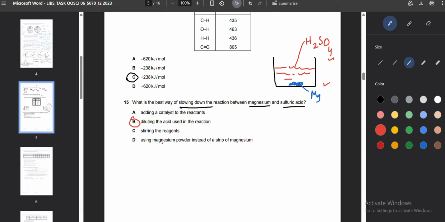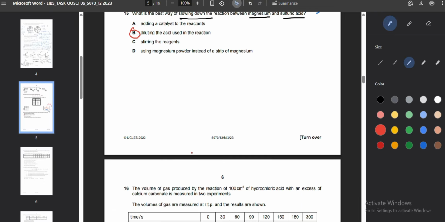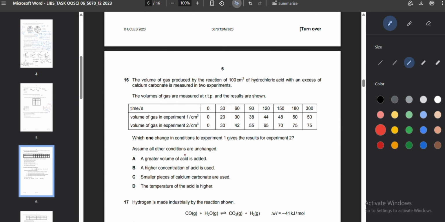By stirring, you increase the chances of contact or successful collisions between the particles, so that's wrong. Using powder instead of strip, that's also not correct, because powder has more surface area than the strip of magnesium.